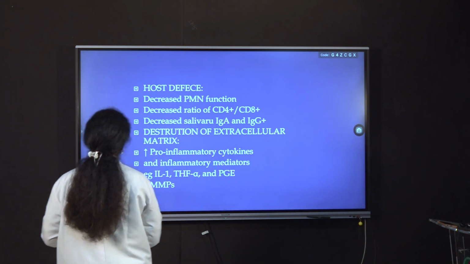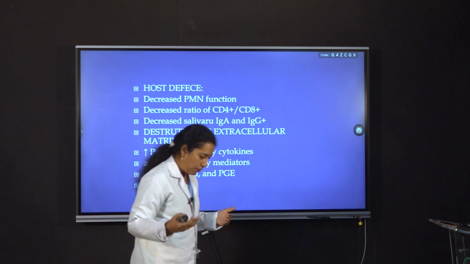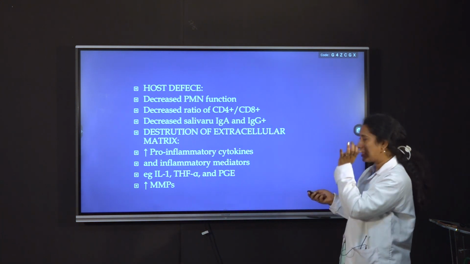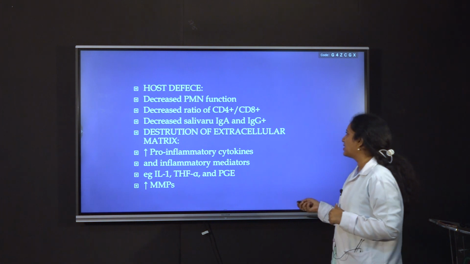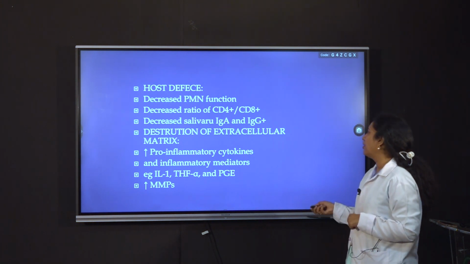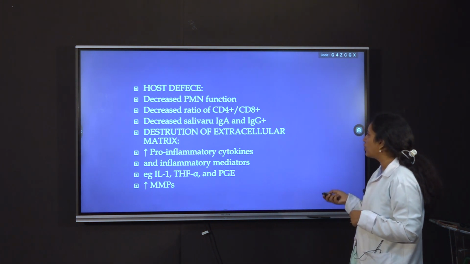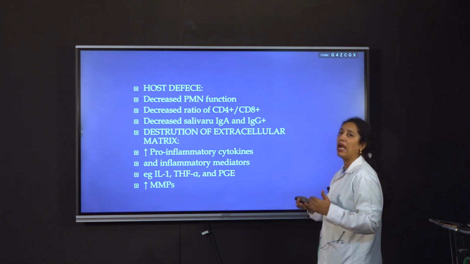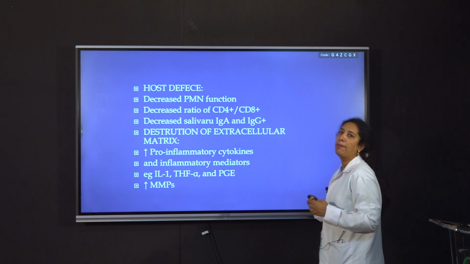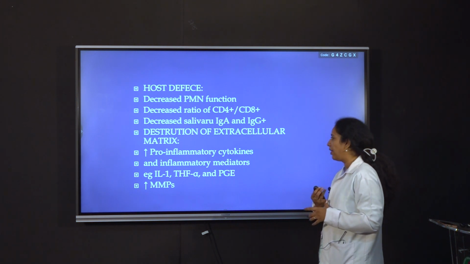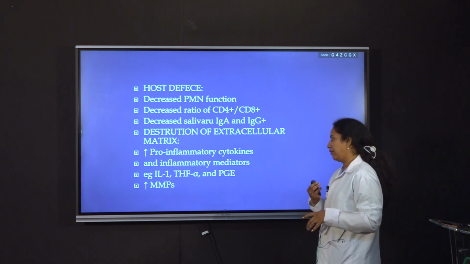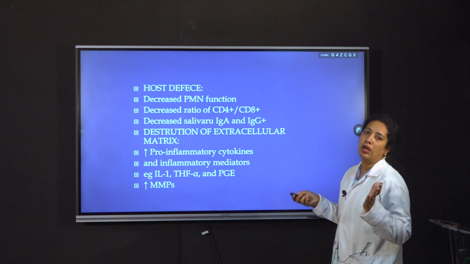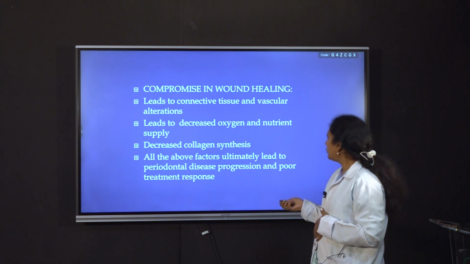Because of that, the host defense is not showing proper results, leading to decreased PMN function, decreased ratio of CD4 plus and CD8 plus, decreased salivary IgA and IgG, destruction of extracellular matrix, increased pro-inflammatory cytokines and inflammatory mediators. Example, IL-1, TNF alpha, PGE2, and increased MMPs. These all lead to destruction of periodontium.